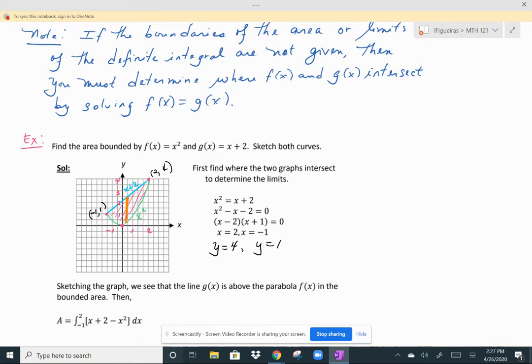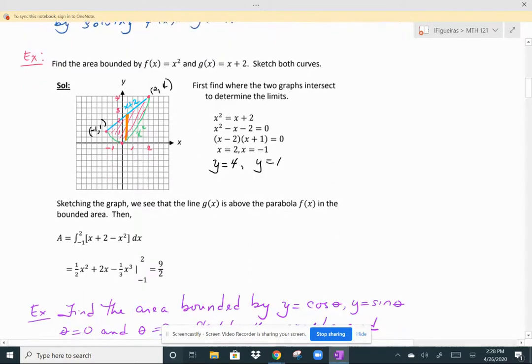But you have to be able to visualize that if you started from the left-hand endpoint all the way to the right-hand endpoint, in other words, from negative 1, 1 to 2, 4, you have to make sure that your function x plus 2 is greater than or equal to x squared all throughout that shaded area. And it is in this case. Okay, so here's my area then.